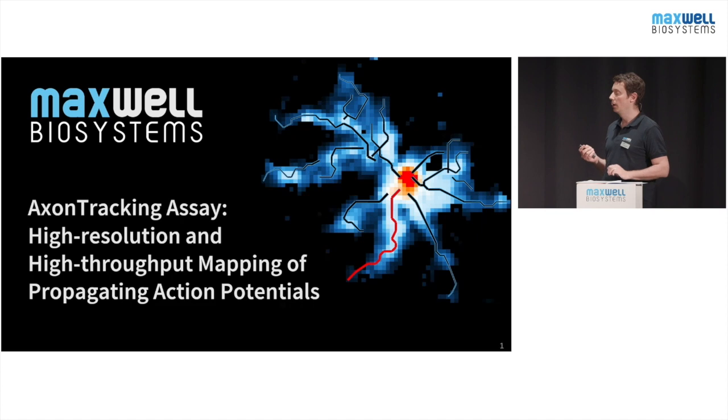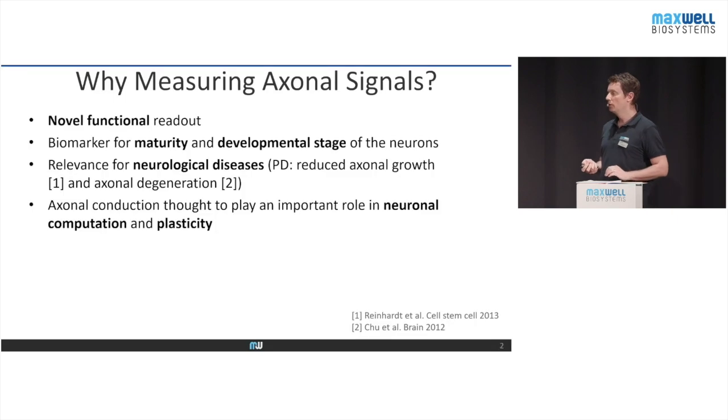Basically, with the Axon tracking assay, we have a method to record and to automatically detect and identify propagating action potentials along axons on top of high-resolution microelectrode arrays at high resolution and high throughput. So first, I would like to start by asking: why should we measure axonal signals at all?